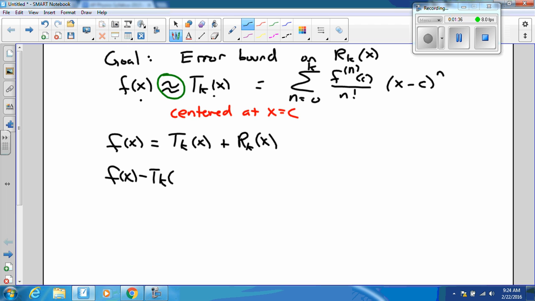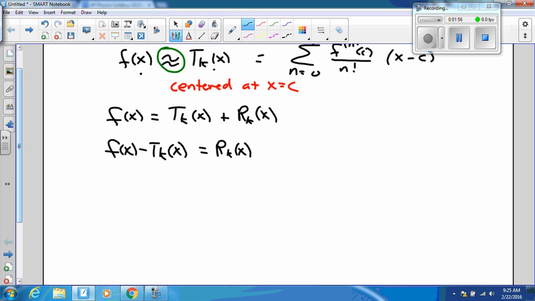So if we were lucky enough to know all of our function values, then we could find the remainder just by subtracting it. But unfortunately, that's rarely the case. If it were, then there would be no point in estimating with a polynomial. And so our goal is to be able to say, even if I can't find the remainder, I'd like to put a bound on it so that I can say that the magnitude of the error is going to be less than or equal to some expression.